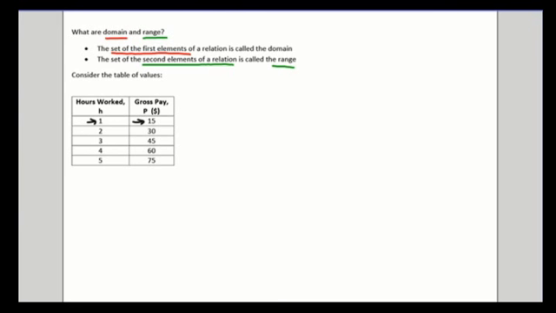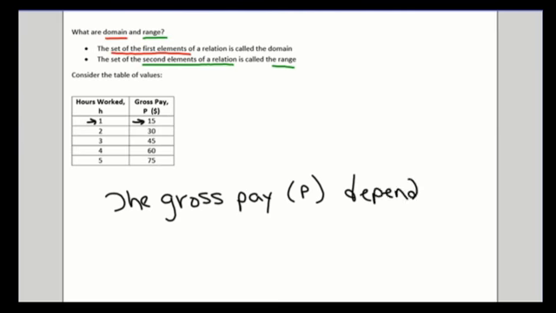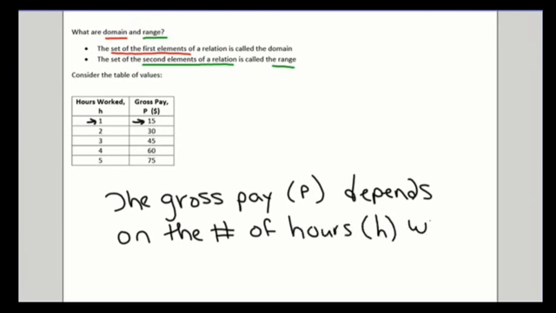So what we're describing here is that the gross pay, which our variable is P, depends on the number of hours you work. So we would say that the dependent variable is P. Okay, so this is our dependent variable.